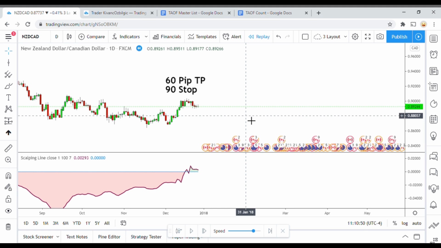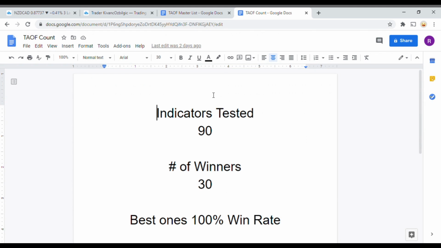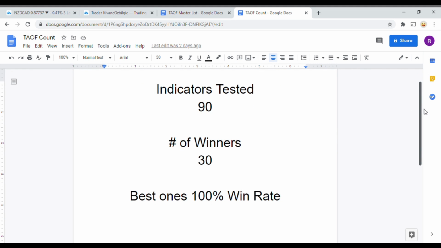Alright, as I said, today we will be testing the scalping line indicator. But before we do, I wanted to put the indicator scoreboard up for everyone to see. So, to date, we have tested 90 indicators, and out of those 90 indicators, we have found 30 that have been winners, which means that they have met or exceeded the 60% win-loss ratio threshold that we have set for them. The best ones so far were able to achieve a 100% win rate.